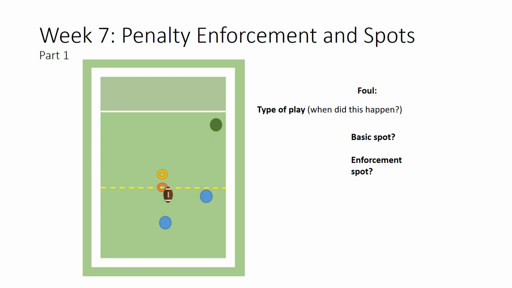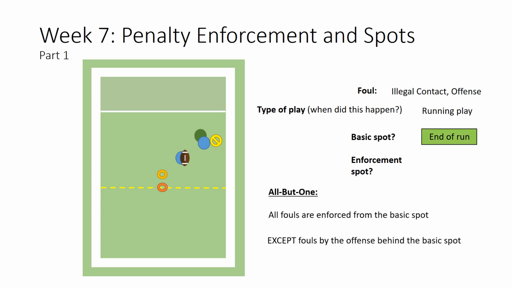Here's another example. The offensive player is going to take the snap and run down the field. At this point, the offense fouls the defense. Let's say we have illegal contact. So our foul is illegal contact on the offense. What type of play did this occur under? Well, it occurred during a run, so therefore it happened in a running play. Again, what is our basic spot for a running play? The end of the run.